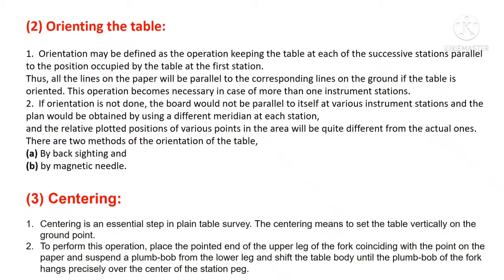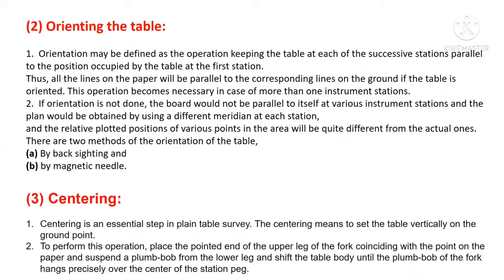In my next upcoming video, I'm going to share an important topic, the instruments used for plane table survey. In that we will discuss elaborately how the instruments are used to follow the procedure of plane table survey, and we will discuss these points in a brief manner. The second method is by magnetic needle. You can either use the backsighting method, or you can go for the magnetic needle or compass.